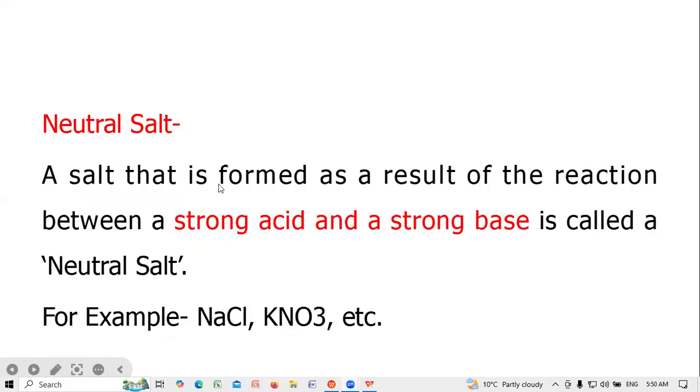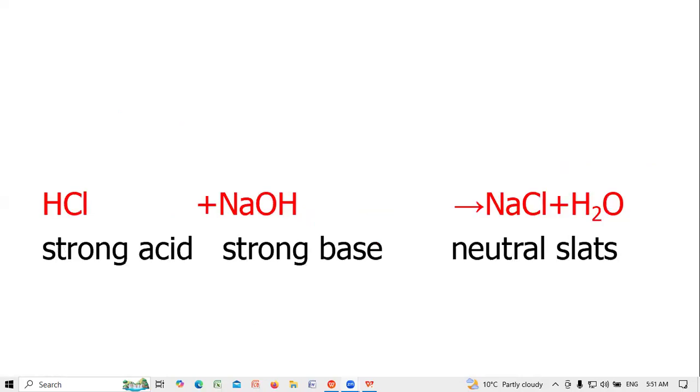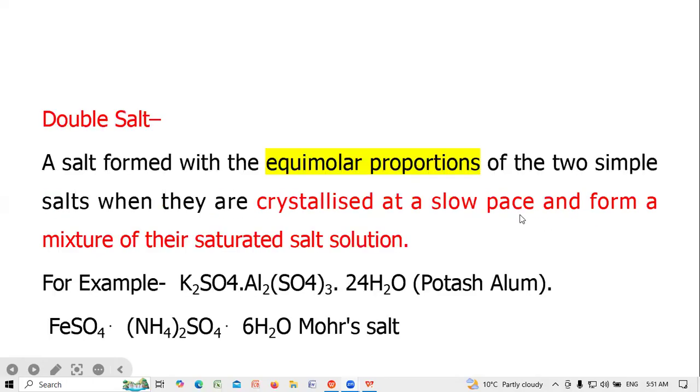Neutral salt. A salt that is formed as a result of the reaction between a strong acid and a strong base is called neutral salt. For example, sodium chloride and potassium nitrate are neutral salts. Hydrochloric acid is a strong acid and sodium hydroxide is a strong base, and they produce sodium chloride, the neutral salt.